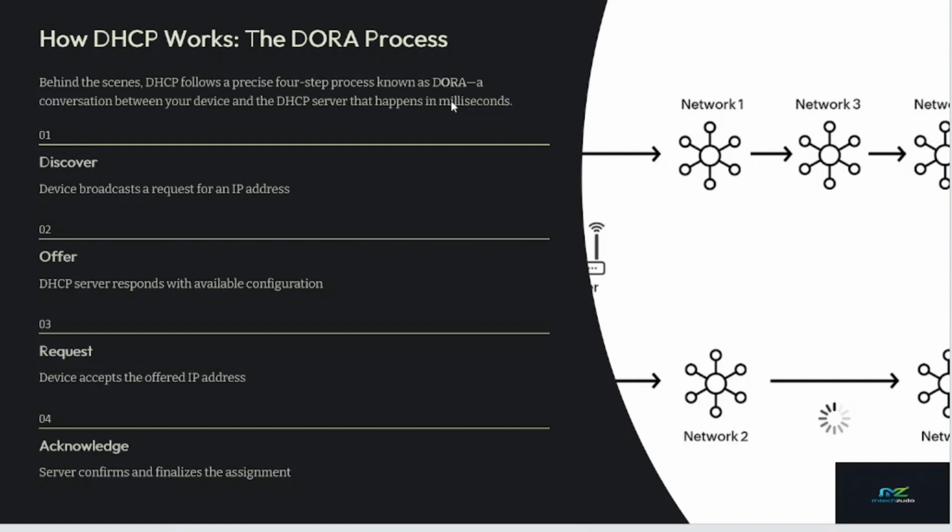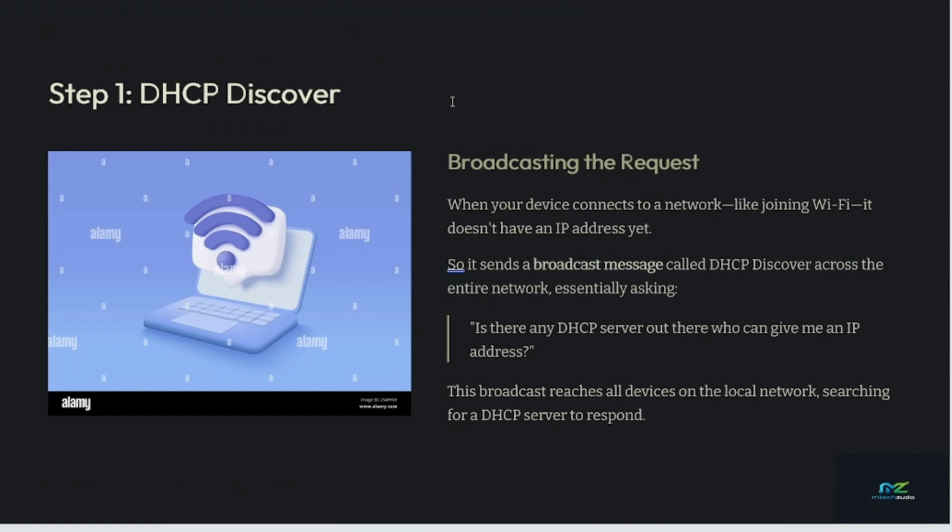Now, how DHCP works? Alright, let's understand how DHCP actually works behind the scenes. The process happens in 4 simple steps, known as the DORA process: discover, offer, request, acknowledge. Let's break it down. First, DHCP discover. When you connect your device to the network, say you join a Wi-Fi, your device doesn't have an IP address, so it sends a broadcast message called DHCP discover across the network, asking, is there any DHCP server out there who can give me an IP address?